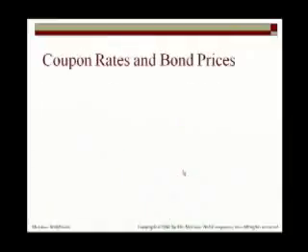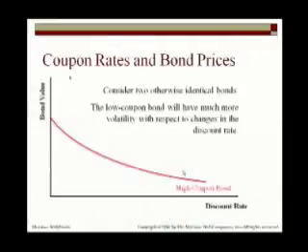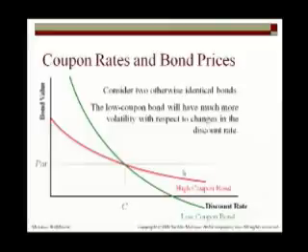Also, we can look at the relation between coupon rates and bond prices. The red line shows us a high coupon bond, and the dark line shows us a low coupon bond. And notice again that the high coupon bond line is a little flatter, meaning that it's a little less sensitive to movements in discount rates. For a given change in discount rates, the low coupon bond will move up or down more than the high coupon bond will.